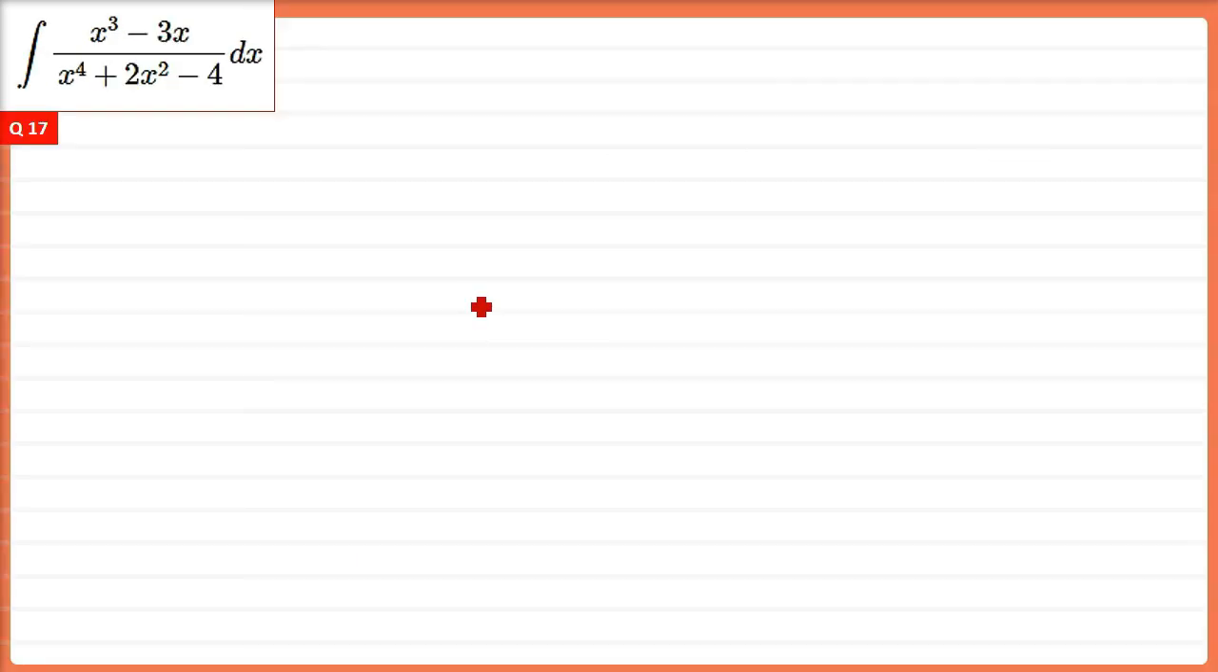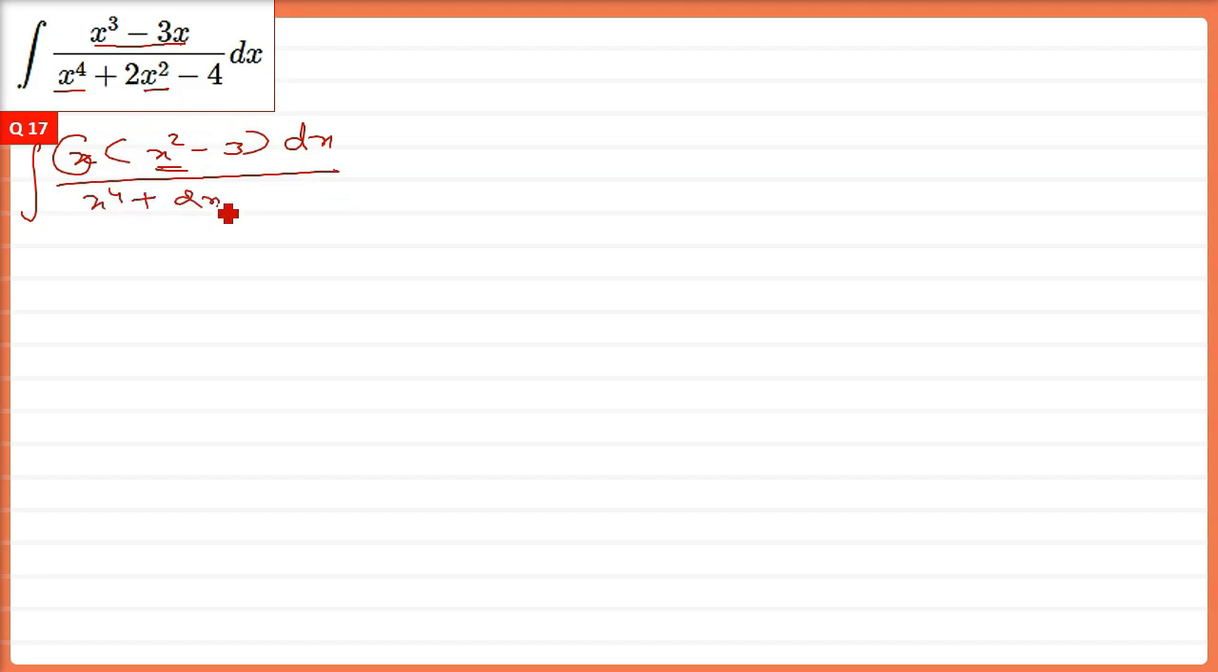Only x cube can be written as x square into x. Now x cube minus 3x by x raised 4 plus 2x square minus 4. Now you would like to separate them out, x cube by denominator minus 3x by denominator. But there is a little hint. If you take x cube minus 3x in factor form, this will become very easy. That means x cube minus 3x can be written as x into x square minus 3. This x square is already in the denominator, and this x we can get when we take something from the denominator. That means I am taking t as x square.